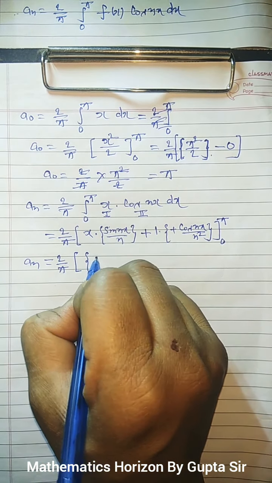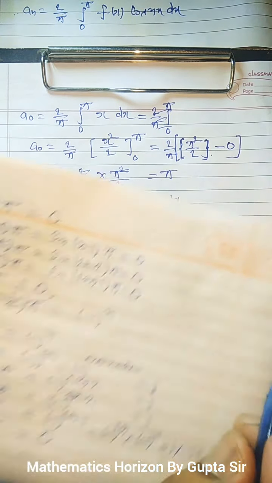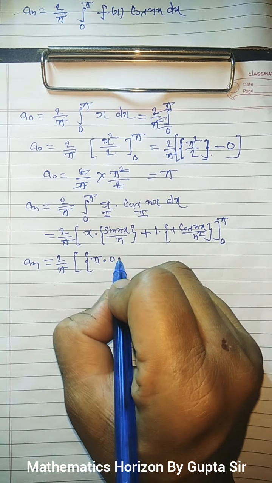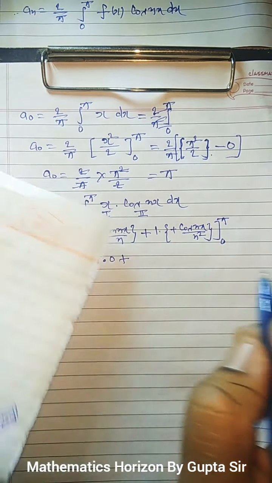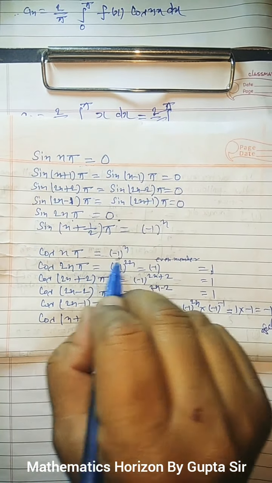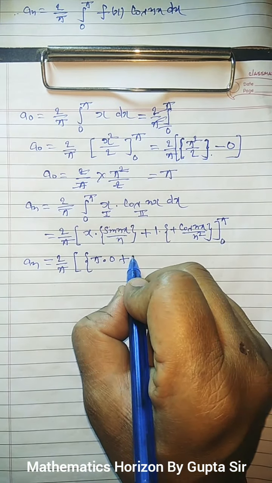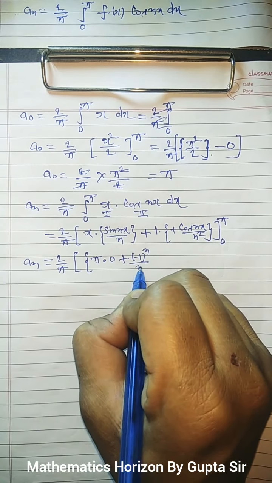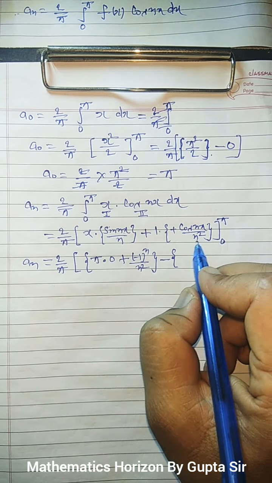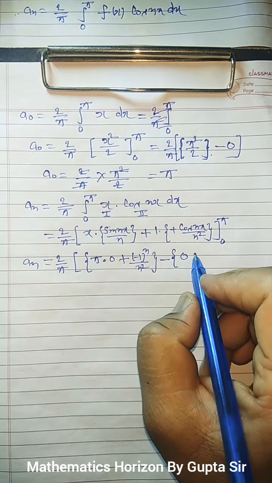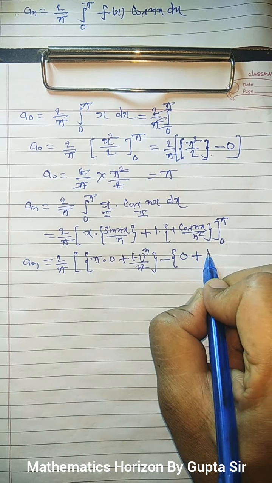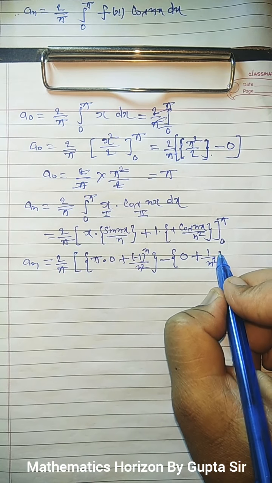When x equal to pi, here pi, and here we have sin n pi, and we know that the value of sin n pi is 0, means this term is pi into 0, plus cos n pi. When we put x equal to pi in the second term, cos n pi is minus 1 to the power n, this is minus 1 to the power n upon n square. Now we apply the lower limit. Lower limit is x equal to 0. When we put 0 here, the first term will be 0. Now second term, when we put 0 here, we have cos 0 is 1, that is 1 upon n square.